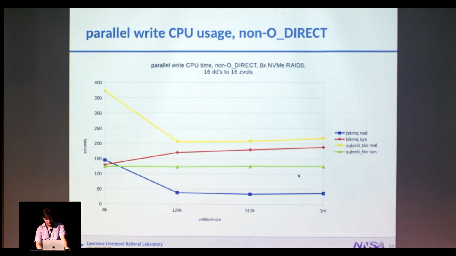And then this gets even more pronounced in the parallel write case. Again, we know block multiqueue is a lot faster here, but if you look at the red line, which is the block multiqueue CPU time or system time, and then you compare that to the submit BIO system time, the green line, you can see that block multiqueue is really using more of your cores, which is good. I mean, you paid for those cores, you want to use them to get faster writes.